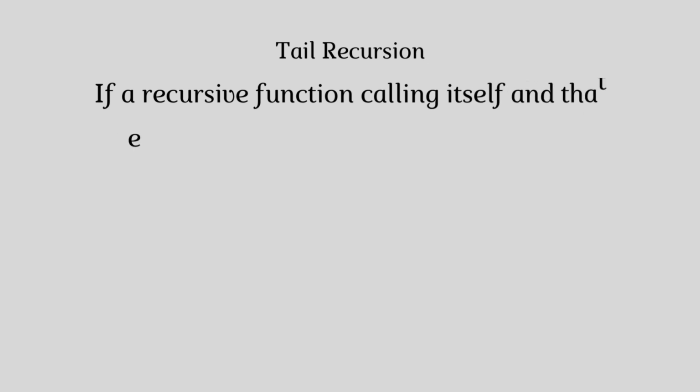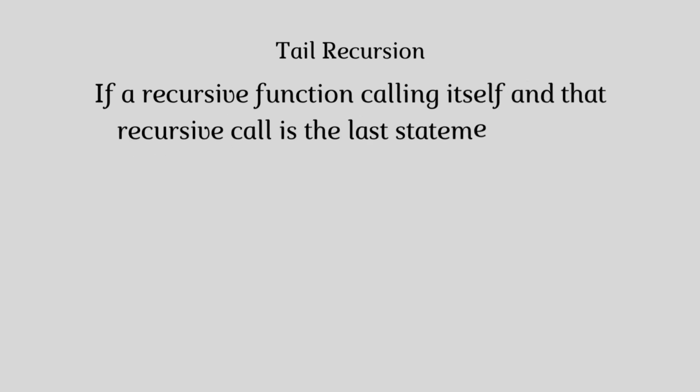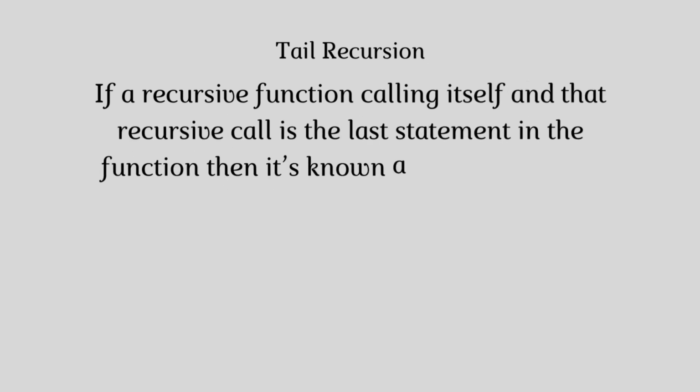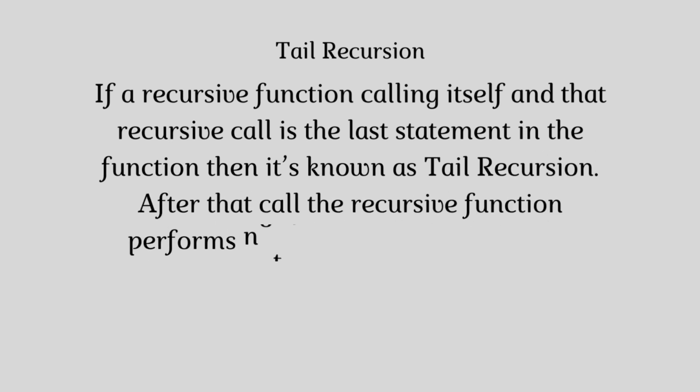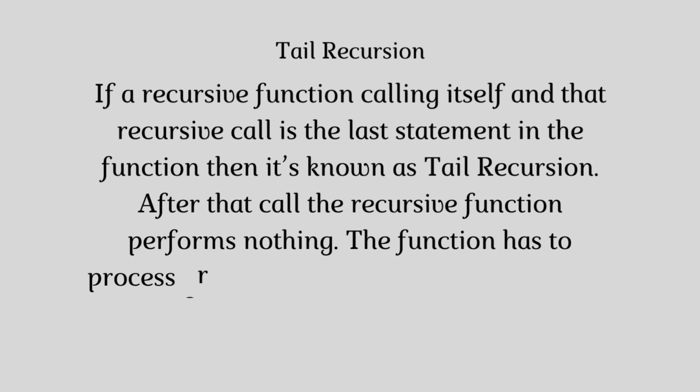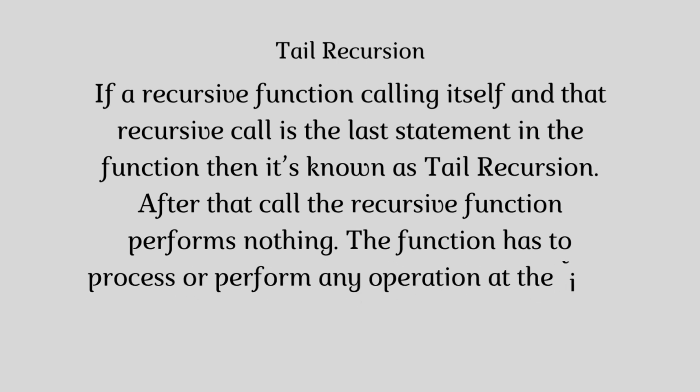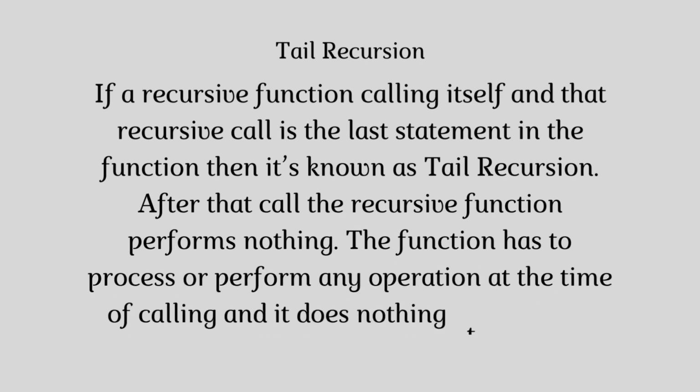Tail recursion. If a recursive function calling itself and that recursive call is the last statement in the function, then it's known as tail recursion. After that call, the recursive function performs nothing. The function has to process or perform any operation at the time of calling, and it does nothing at returning time.